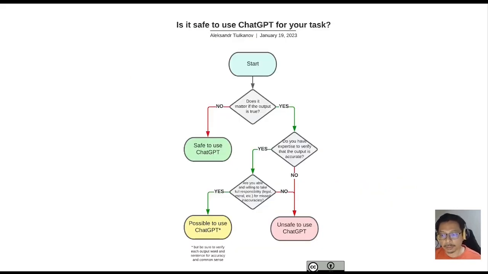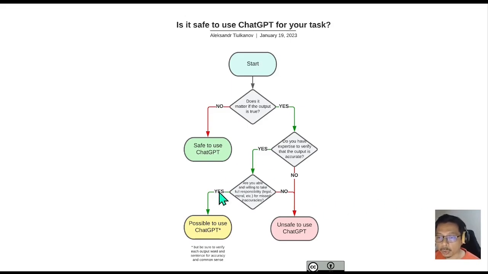Now, if I had one poster to give you about this topic, ethics of AI, this would be it. This was created by Alexander Tiulkanov back when ChatGPT was still new. So basically, there are two things you have to look at here. If you can ensure these two, then you can use ChatGPT. One is you have the expertise to verify the output is accurate. If you don't have the expertise, refer to the experts, your lecturers, your teachers, your professors.